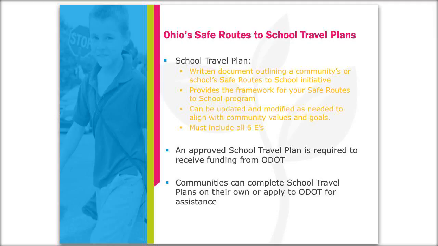An approved school travel plan is required to receive funding from the Ohio Department of Transportation, or ODOT. So once the school travel plan is developed and approved, schools and communities now have the ability to apply for the non-infrastructure dollars and infrastructure grant dollars every year. And these are the dollars that help to really implement the program and implement some of the changes that you're looking to make within the community.